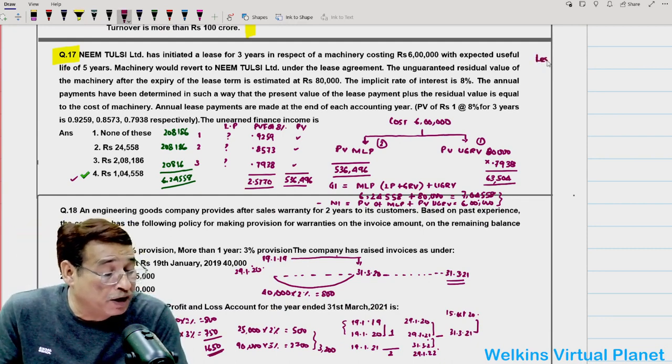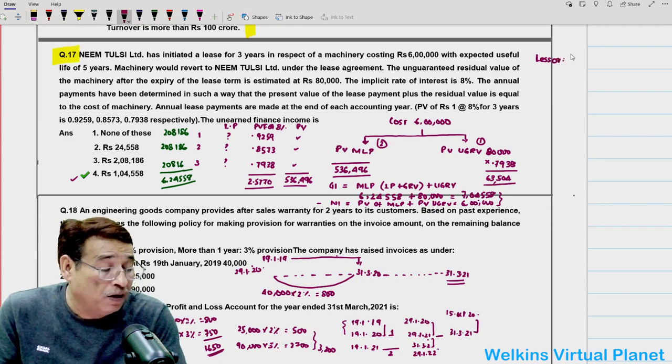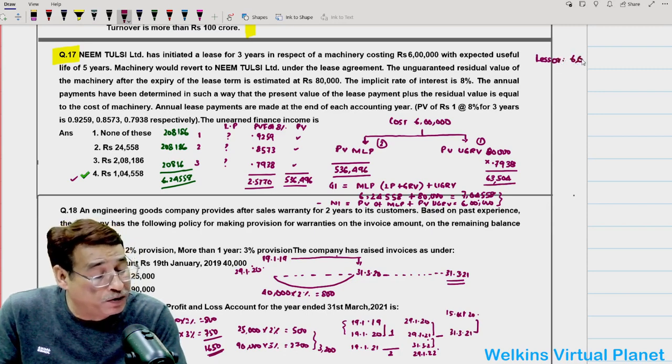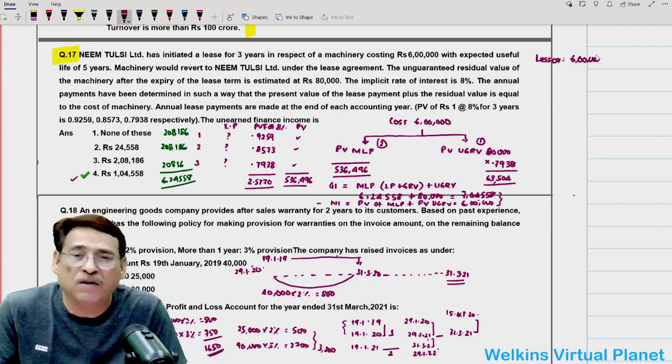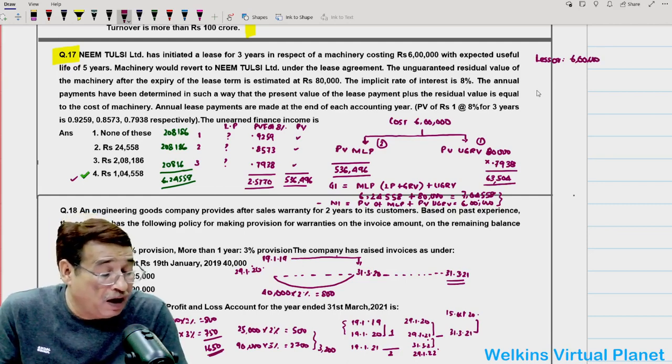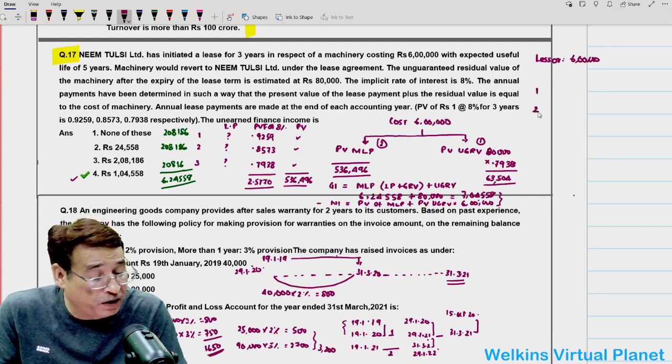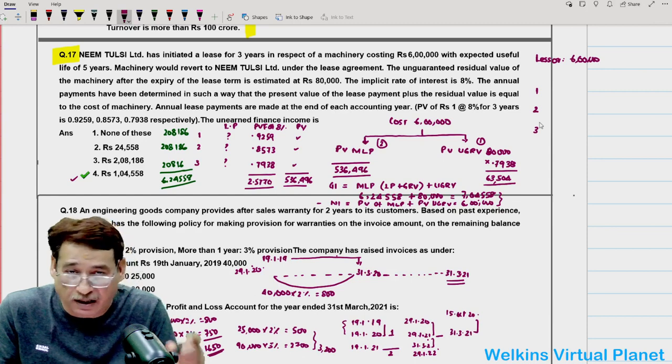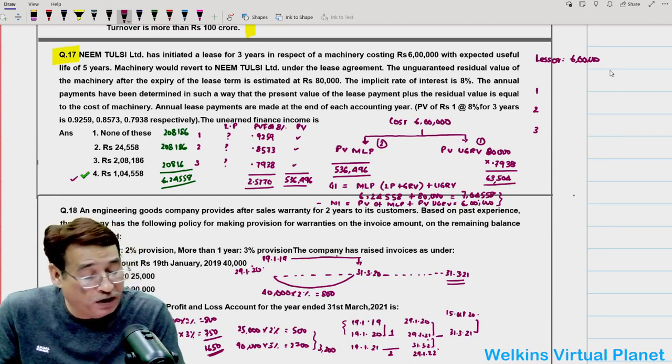Just to remind you a bit, for example, I'm a lessor. And let us say the cost of my asset is 6 lakhs, just for simplicity. And this asset has been given by me to you. You are the lessee, I am the lessor. And for a 3 years period.